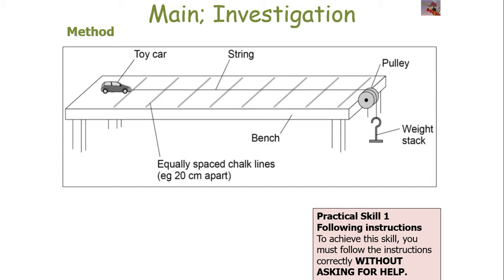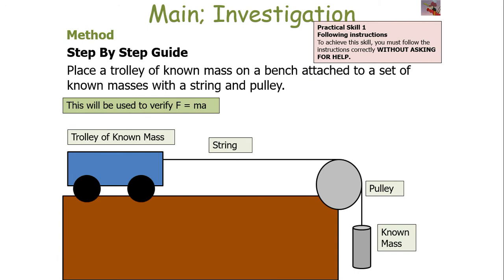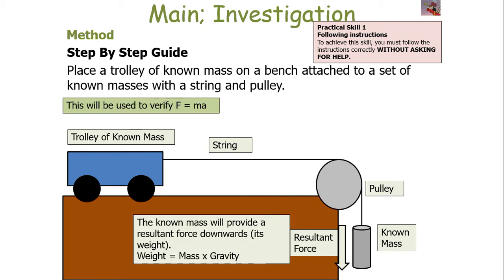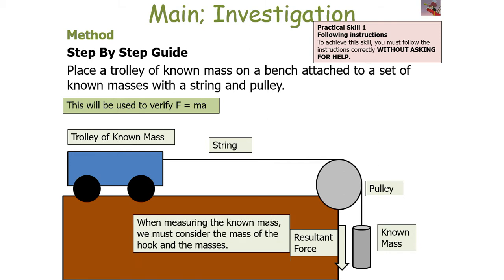However, there's another way to do this experiment, and I'll talk you through it now. So, like previously, place a trolley of known mass on a bench attached to a set of known masses with a string and pulley. Now the point of this experiment, like I mentioned before, is to verify F equals ma, the second law of Newton's laws of motion. So the known masses will provide a resultant force downwards, the weight, which we can calculate with the equation weight equals mass times gravity.